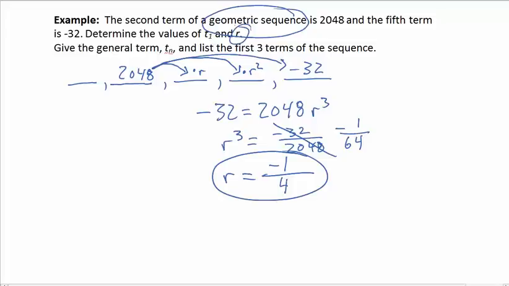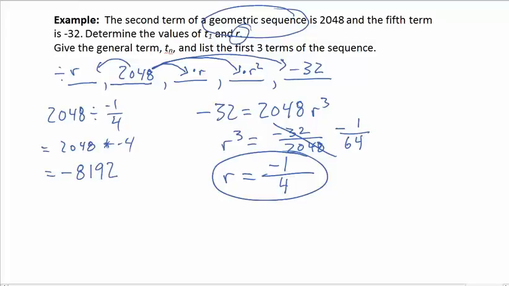Now we want to get T1. Well, to go forward from 2048, you multiply by r. Therefore, to go backwards from 2048, we're going to divide by r. 2048 divided by negative 1/4. In other words, 2048 times negative 4. And if you grab your calculator, you should get negative 8,192. This means we can now give the general term.